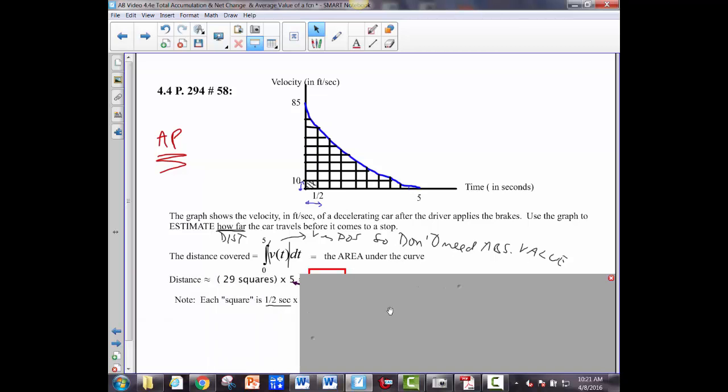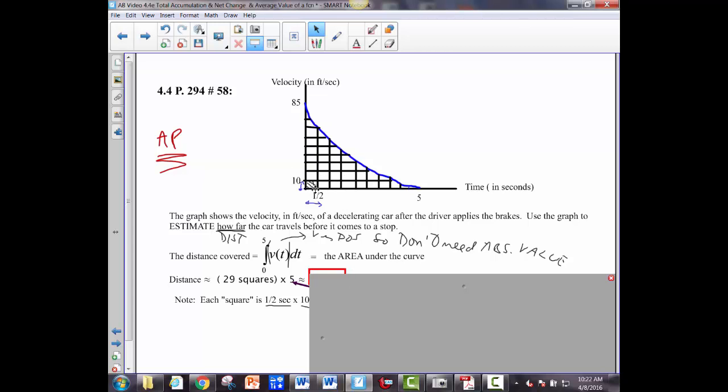And believe it or not, what they want you to do is actually figure out how many of these little boxes you have. And I'm not kidding. Okay, so you approximate how many squares there are. So 1, 2, 3, 4, 5, 6, 7 full squares, 8, 9, 10, etc. And then you can take like a half of a square with another half of a square. It's approximately 29, it's not square, they're actually rectangles, 29 of these little rectangles.